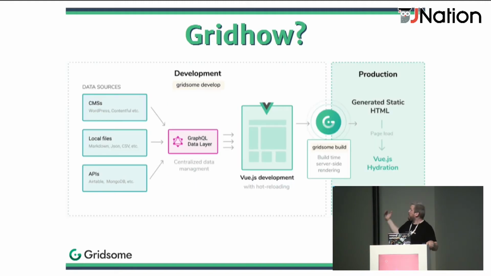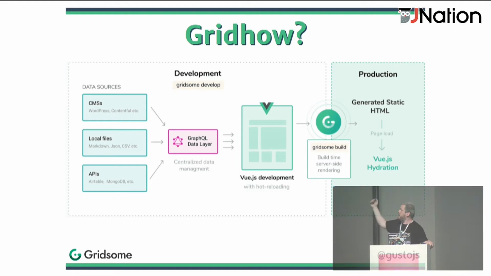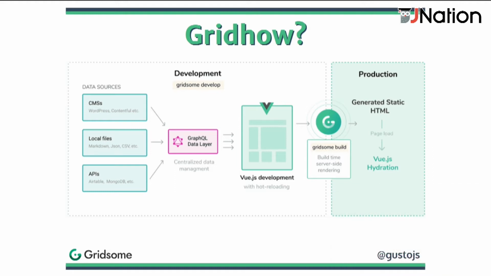How it works under the hood. We see the first one, the data sources. We can connect to CMSs through plugins, to some local files, be it Markdown files, JSON files, or any other type of files provided by a plugin, or different kinds of APIs.